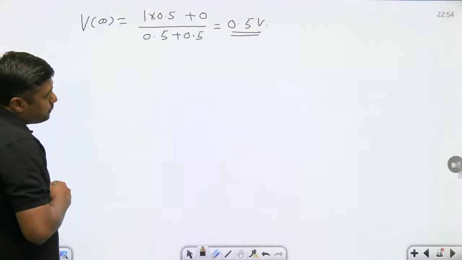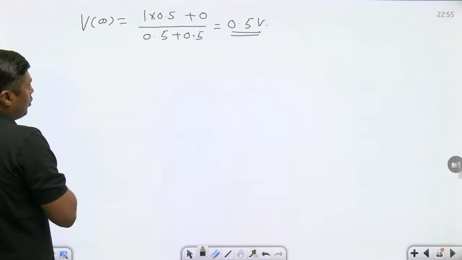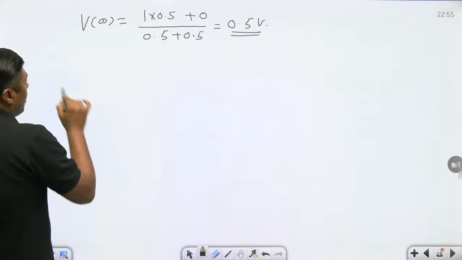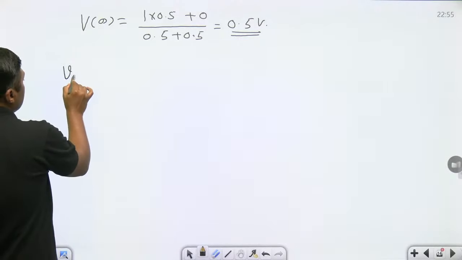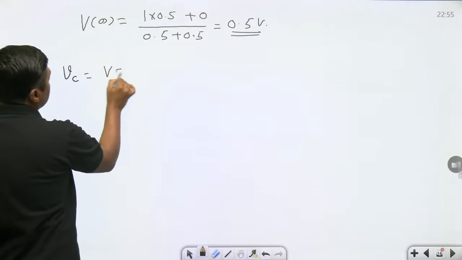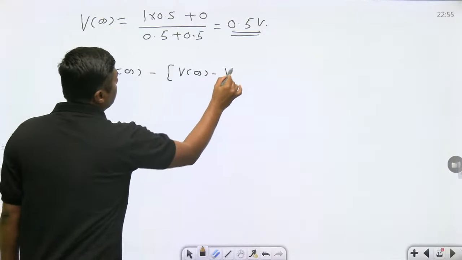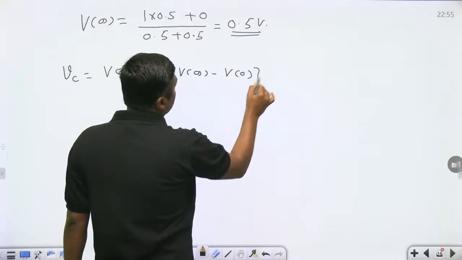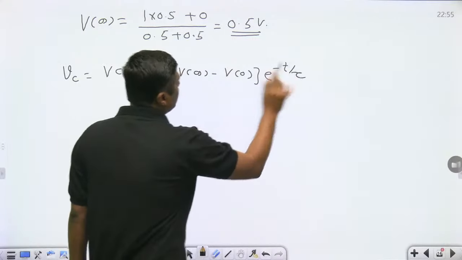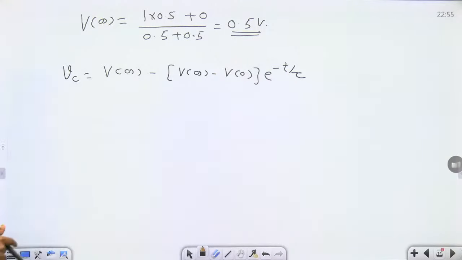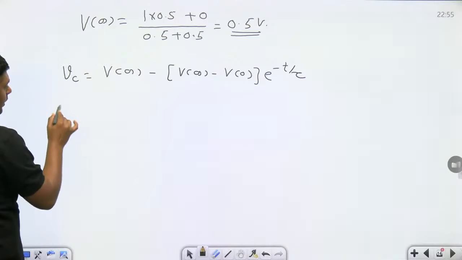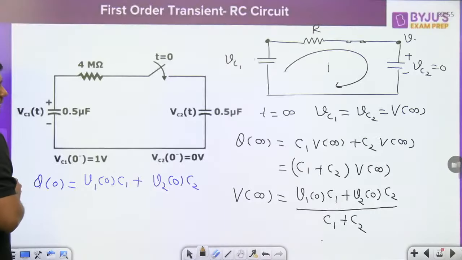Now, if you have the 0.5 volt, what is the equation? The equation is V(t) = V final minus (V final minus V initial) e raised to power minus t by tau. That is the general equation. Now we have the initial value, we have the final value. What is the time constant of the circuit?